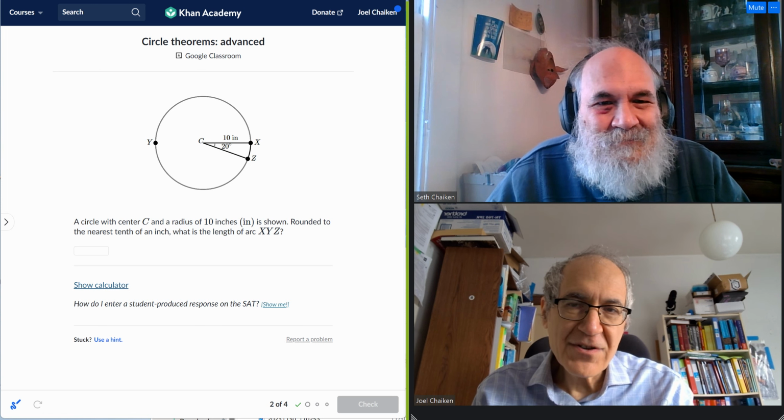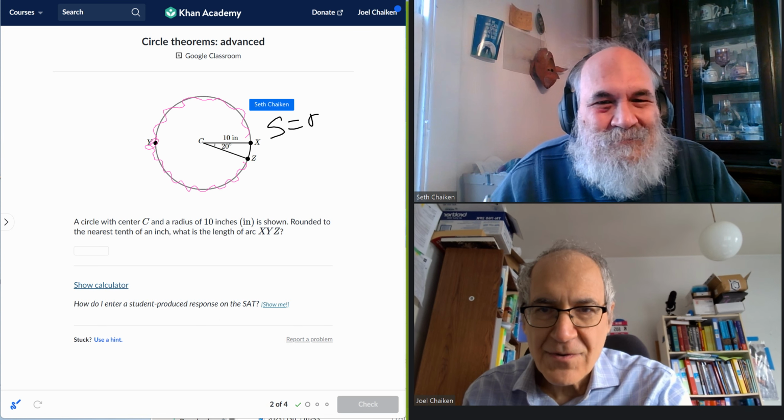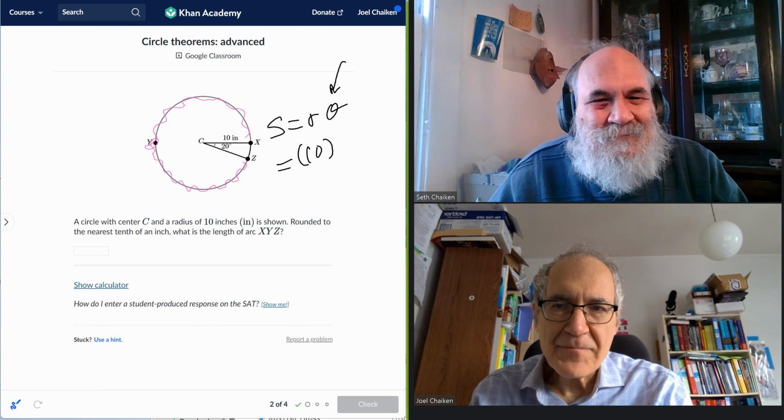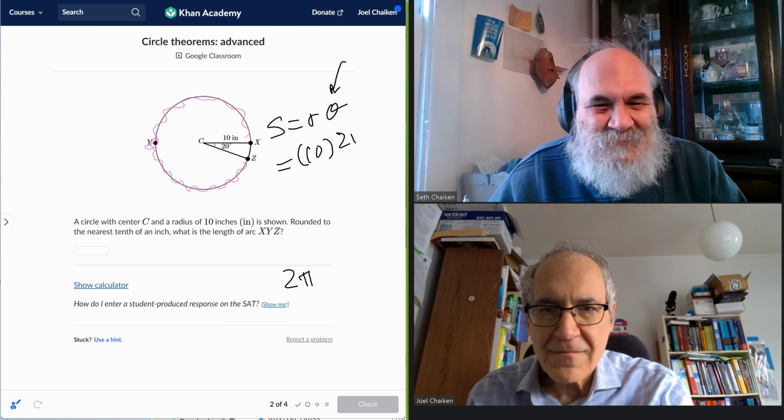If you know the formula, the arc length s is equal to r theta. But this has to be in what's called radians. So r is 10. And what is theta? Theta is in radians, and the entire circle is 2 pi radians.